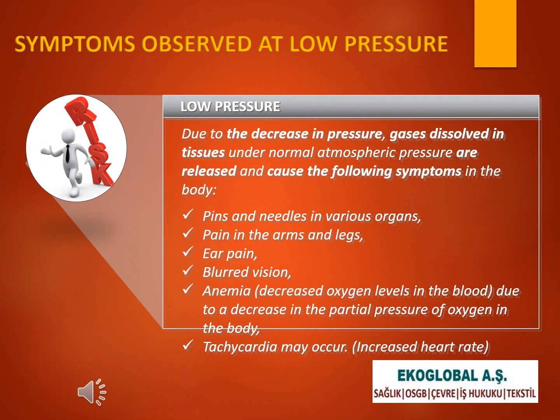Symptoms observed at low pressure. Due to the decrease in pressure, gases dissolved in tissues under normal atmospheric pressure are released and cause the following symptoms in the body: pins and needles in various organs, pain in the arms and legs, ear pain, blurred vision, anemia, decreased oxygen levels in the blood due to a decrease in the partial pressure of oxygen in the body. Tachycardia may occur. Increased heart rate.